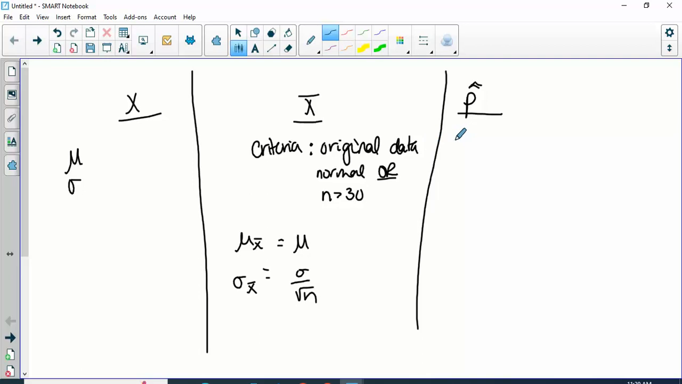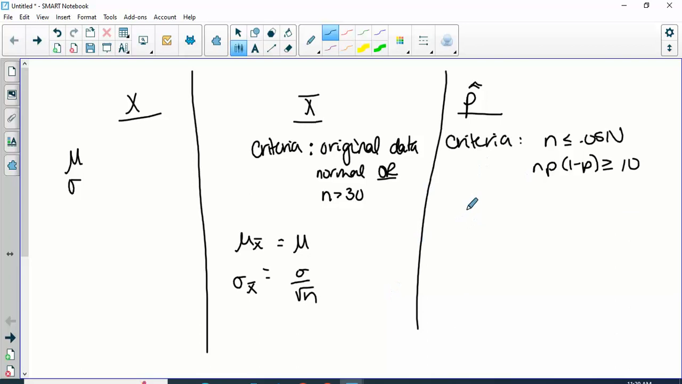When we are dealing with p hat, we have more criteria on this one. What do you have to check? It has to be less than 5% of the population. The sample has to be less than 5% of the total population, and n times p times 1 minus p has to be greater than or equal to 10. So anytime I say describe the sampling distribution, I'm asking you to verify your criteria, mean and standard deviation.